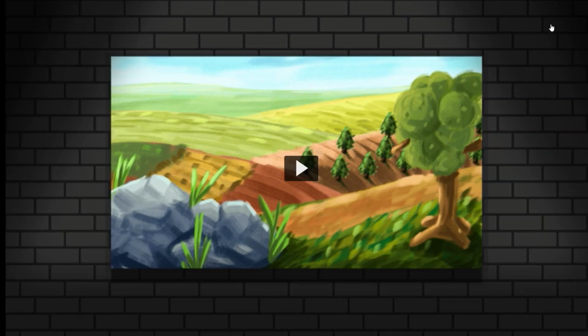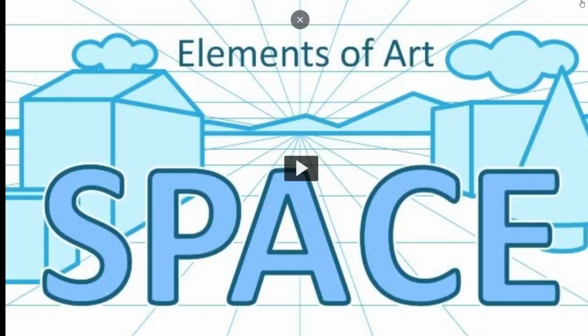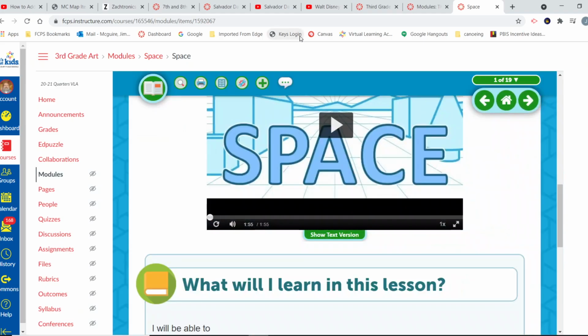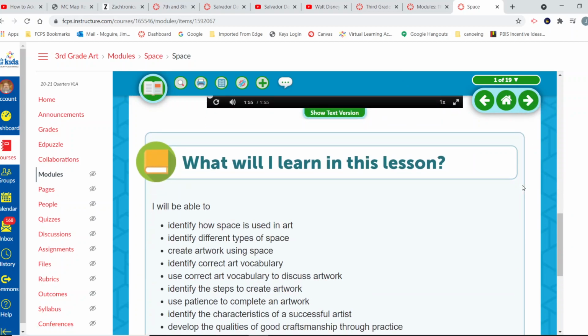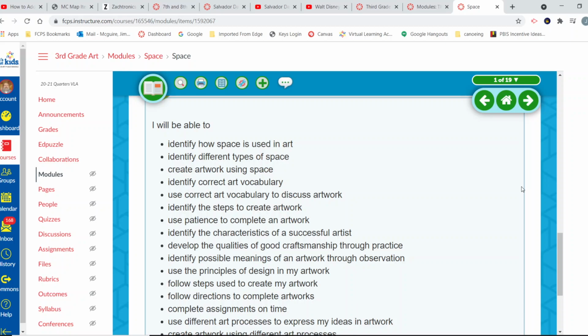And this Make Day this week, we're going to look at how you can use space to create perspective. We're going to create what we call single point perspective drawings this week. So this week, we're talking about how space is used by artists. We're going to look at how we use that vocabulary correctly. We're going to look at how artists use patience.